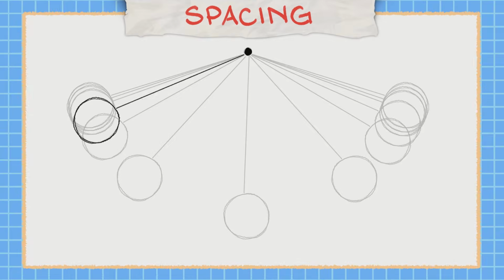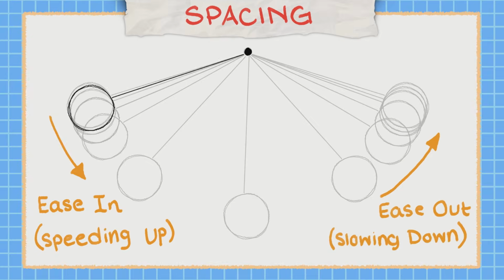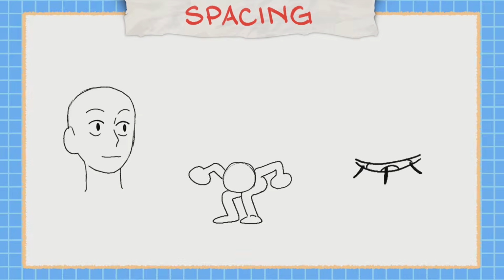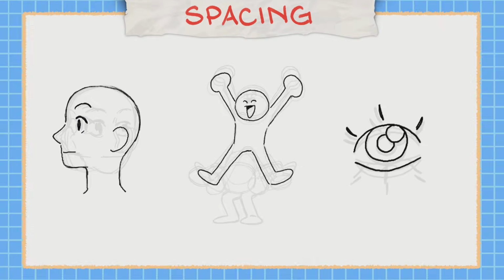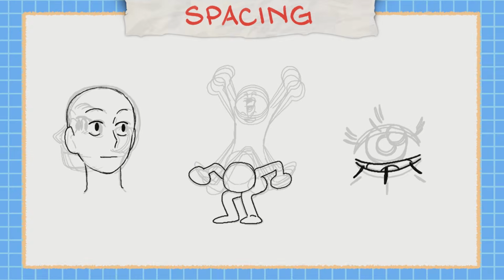Spacing your drawings close together before starting your main action is called ease in, or speeding up, and after your action is called ease out, or slowing down. It's natural for an object to gain speed or momentum and slow down before making its full stop. Here are a few examples of using slow in and slow out.